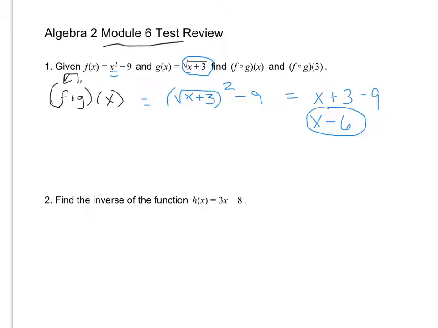Now for the second part, f composed with g of 3, once you have the first part, this is really simple. Because all this says is, instead of x, I want to put a 3. So this just means x equals 3. So this is just 3 minus 6, which is just negative 3. So anytime you have a value there, 3 or 4, whatever, you're going to get a number.